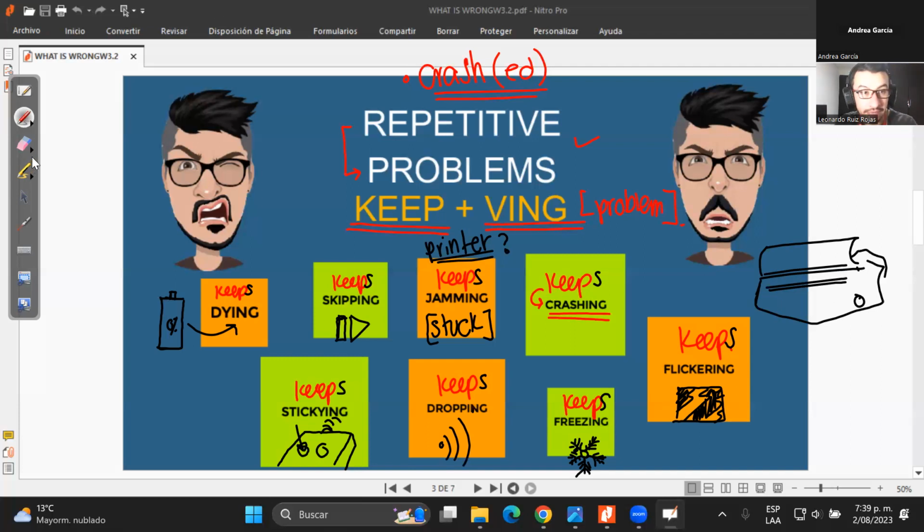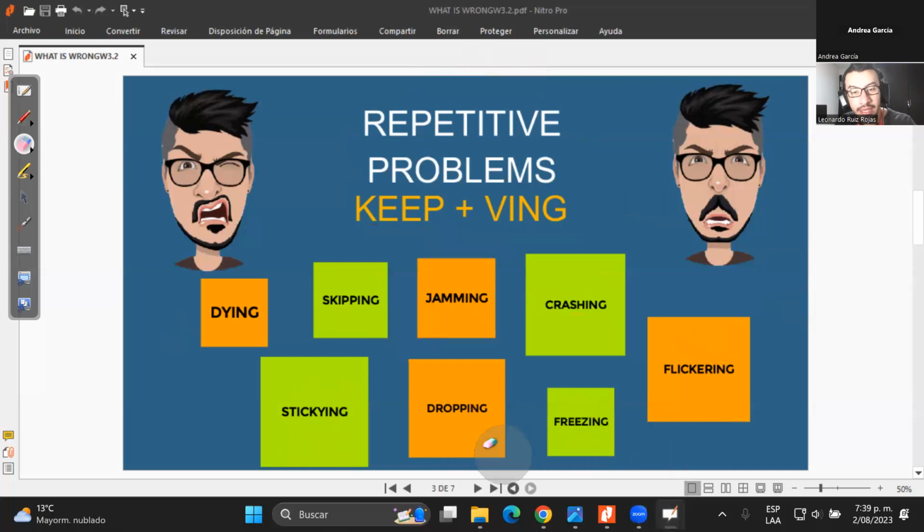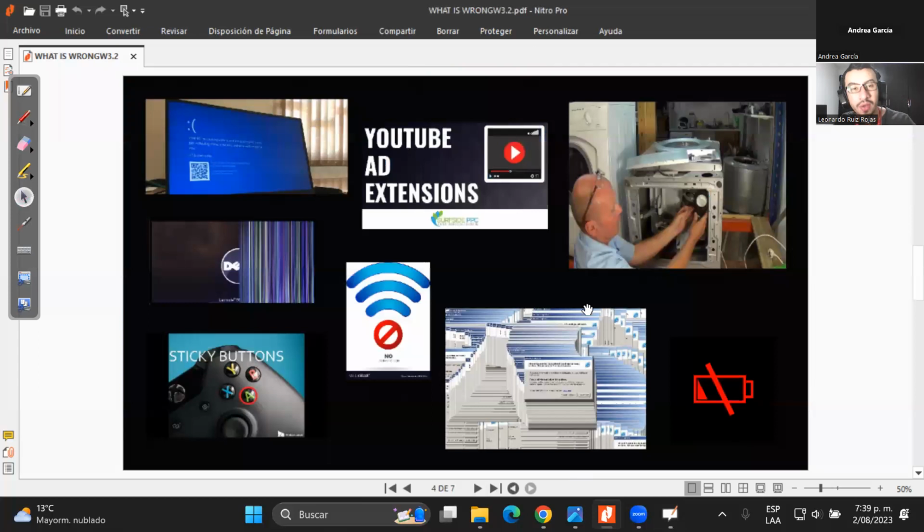Listo, my dear. So if you have no problems over here, I would like you to tell me what problems do you see here? What problems do you see in these images? Tell me.